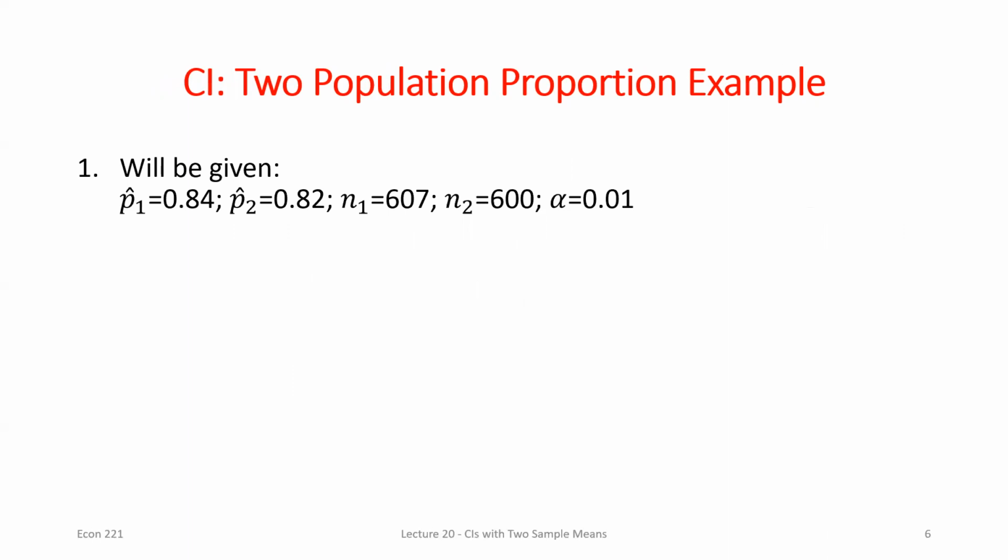If we write this out, we've got 0.84 times 1 minus 0.84, divided by 607, plus 0.82 times 1 minus 0.82, divided by 600. Once again, I would probably break this down and find this first, just so I have one value to plug into that formula, as opposed to doing it all at once. I would create an intermediate step. You don't have to, but by hand it sometimes makes it a little bit easier.